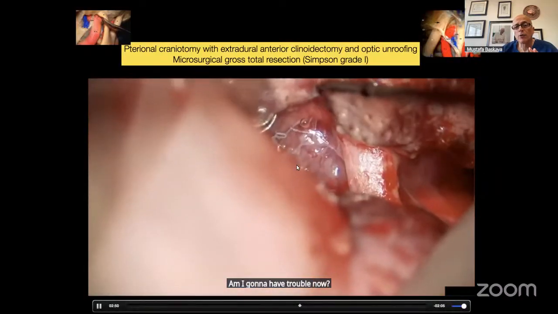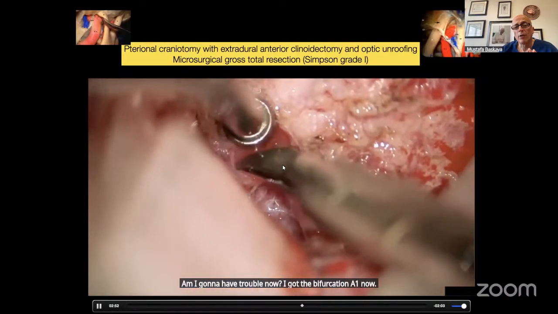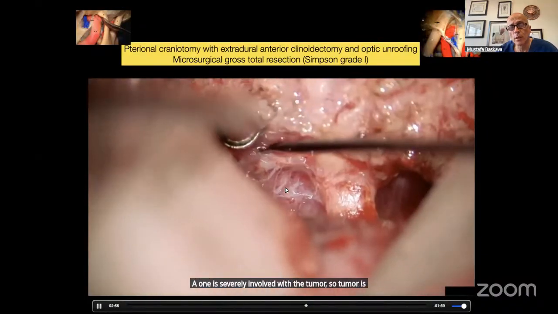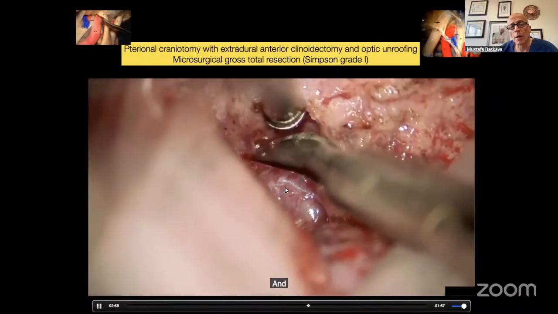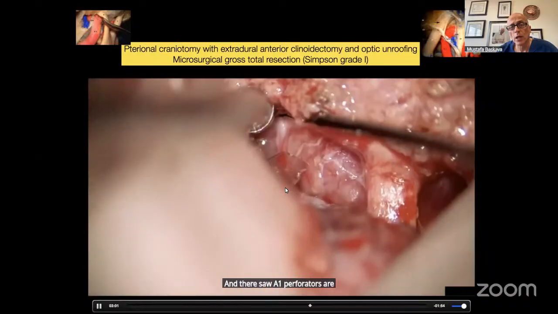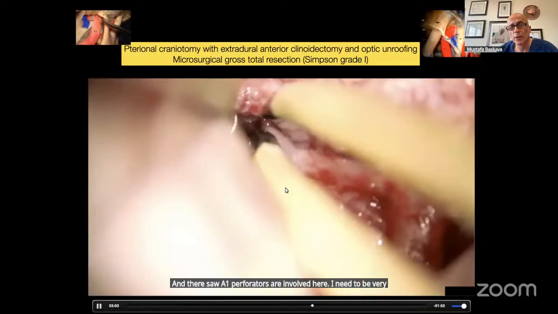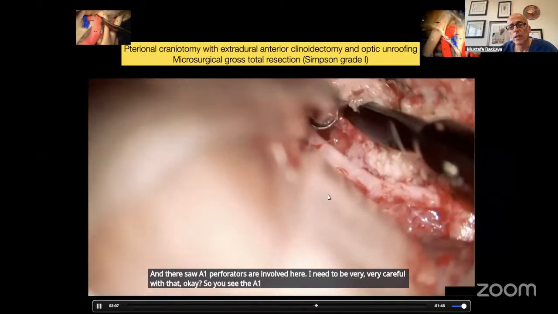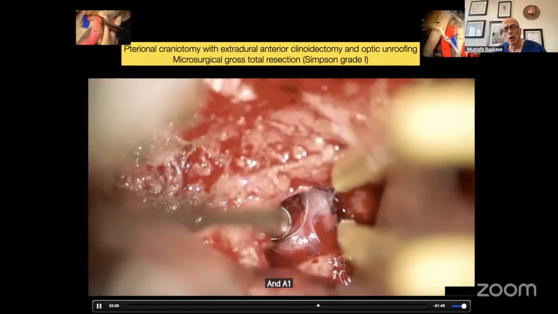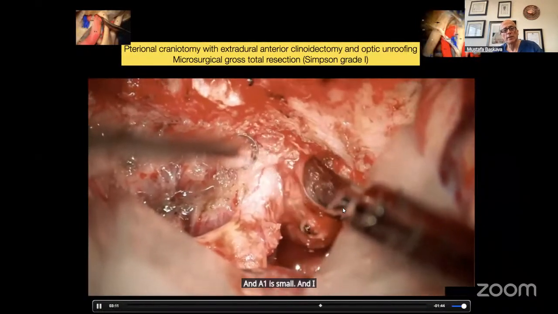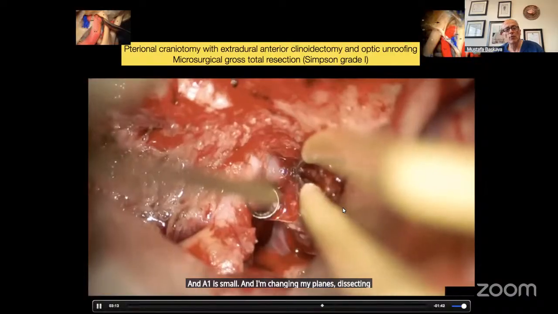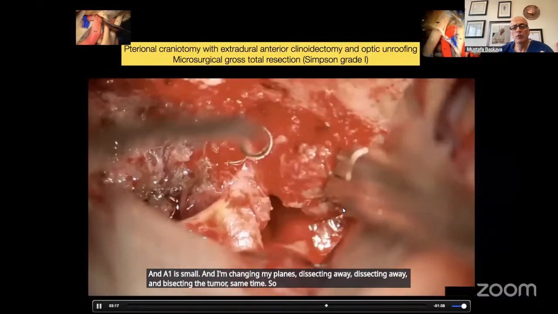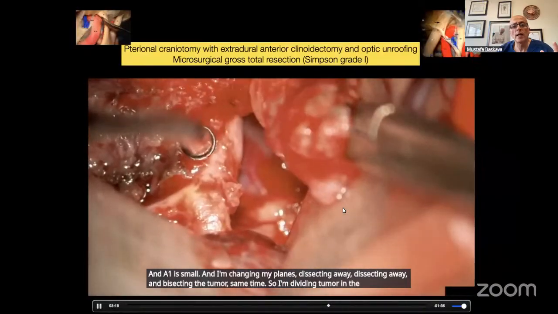I got the bifurcation, A1 now. A1 is severely involved with the tumor. So tumor is above, tumor is below. And also A1 perforators are involved here. I need to be very, very careful with that. Okay. So you see the M1, A1 perforators. And A1 is small. And I'm changing my planes, dissecting away, and bisecting the tumor at the same time.